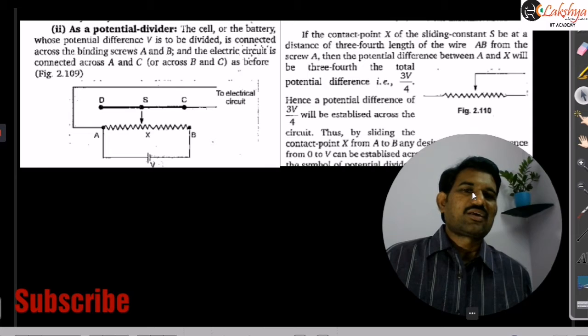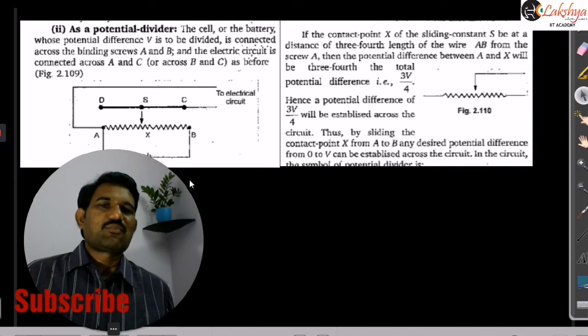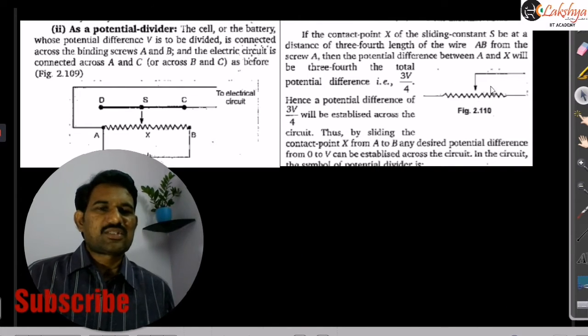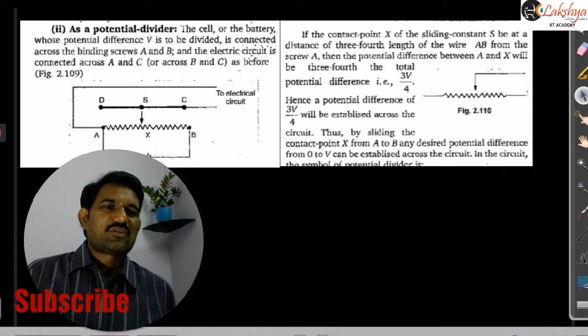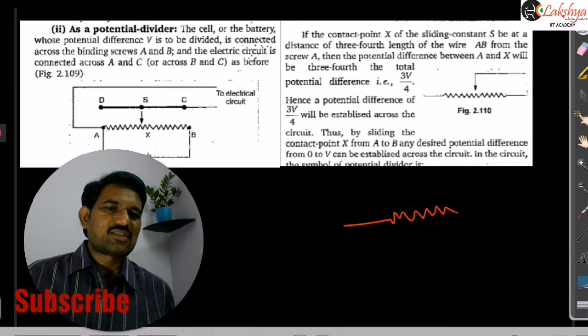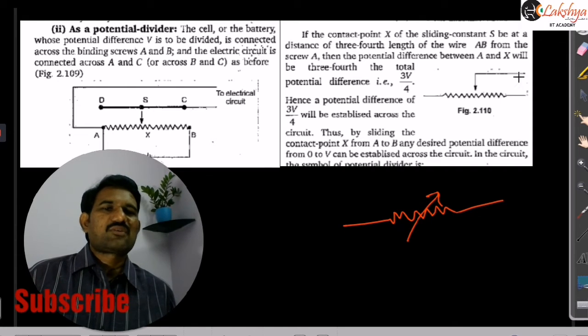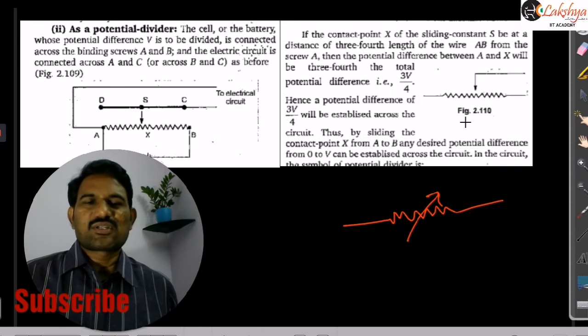And now let us see this. This is nothing but our circuit symbol for the rheostat. Whereas if it is only a variable resistance, then we just represent it like this. This is just variable resistance. Now a rheostat is specially represented like this. The rheostat symbol is specially represented like this.